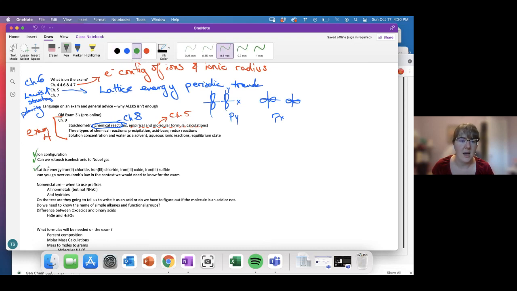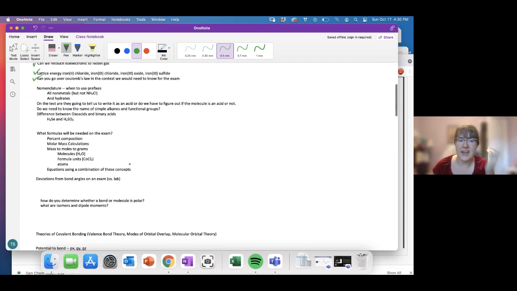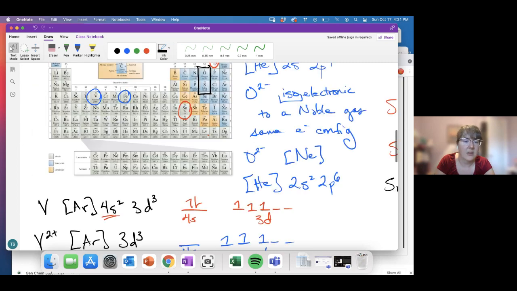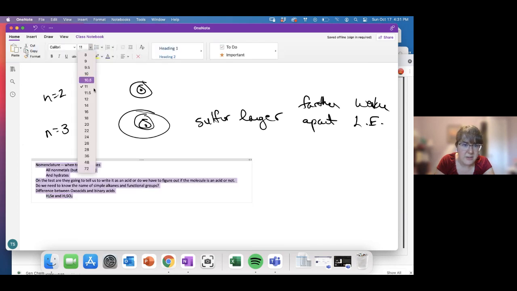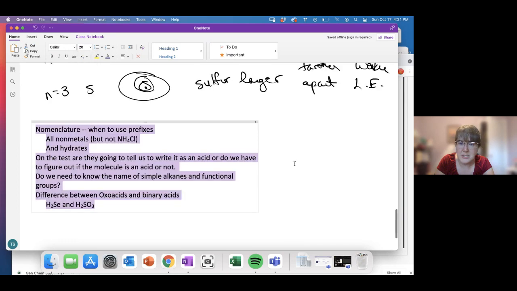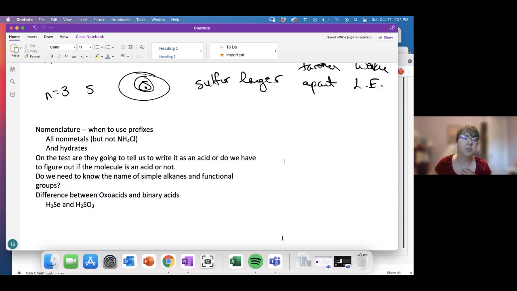So we did lattice energy, and essentially we went ahead and looked at that formula with lattice energy, which was that bit of Coulomb's law. So the next thing I have on here is nomenclature, and specifically the question was when to use prefixes. Some little bits of nomenclature can get a little bit tricky. So now into a nomenclature block. Super exciting. I've gotten better with nomenclature. It's just not my favorite topic because I feel like examples are really nice though. So when do we use prefixes?